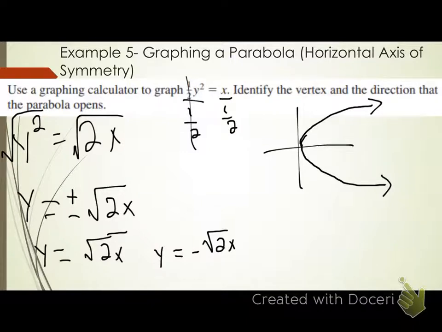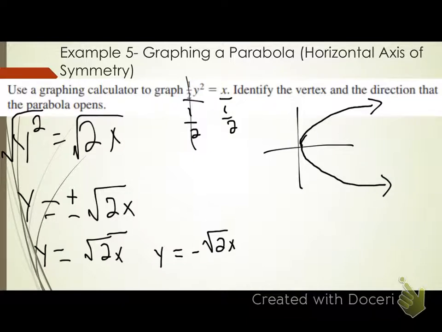The reason we don't typically do this with functions is because this is not a function. It fails the vertical line test. Right? It hits more than one point at a time if I pass a vertical line through it. So that's why we don't do that when we're dealing with functions. But today we're not dealing with functions. We're just graphing a parabola. And we'll graph circles here in a little bit.